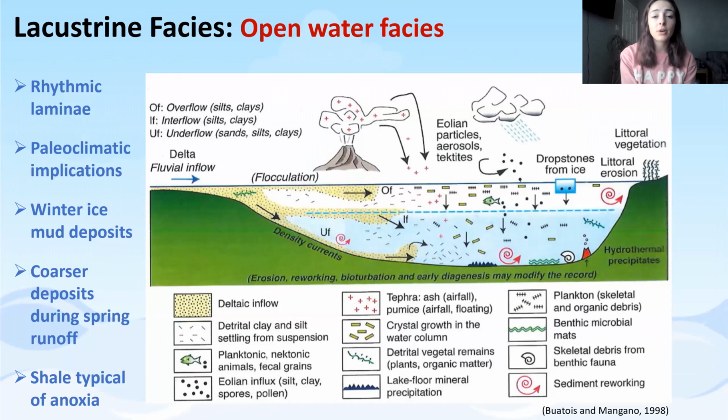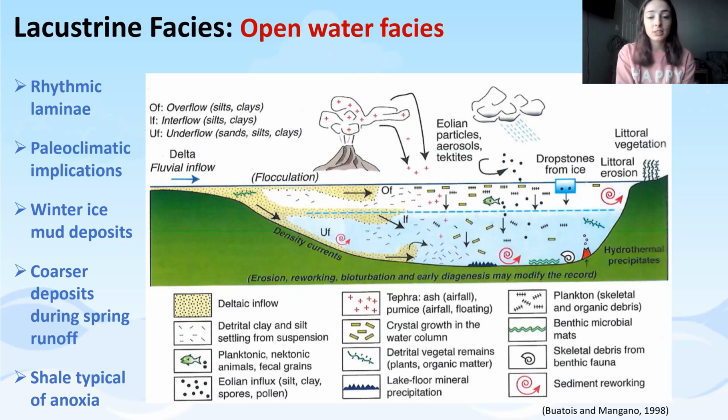So we'll talk a little bit about rhythmic laminae, the lamination that occurs in open water sedimentation, which is caused by winter ice mud deposits and the coarser deposits during spring runoff respectively. And we'll talk a little bit about the paleoclimate implications we can take from certain lake sediment, such as shale, which is typical to anoxia, etc.